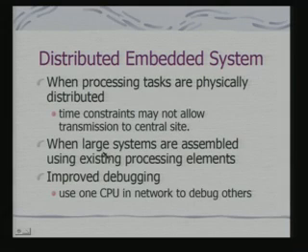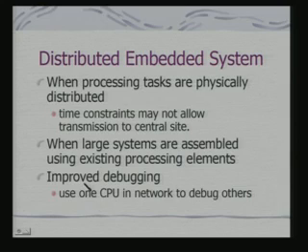The other interesting thing is that large systems are assembled using existing processing elements, so multiple processors are being used, and even in SOCs today the trend is to set up a network among the multiple processors being used on the same SOC itself. So, you have what is called a network of processors. That is another reason for going for networked embedded systems. One obvious consequence of networking is improved debugging, because you can use one CPU or system in the network to debug others.